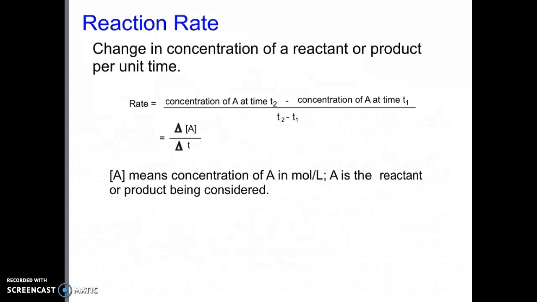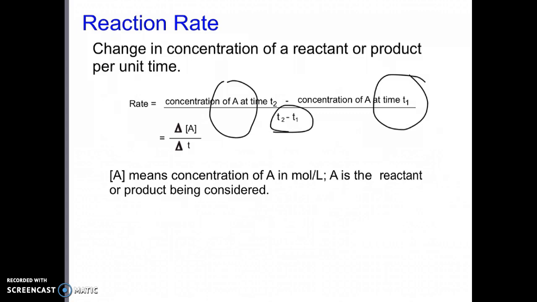Reaction rates then could be determined if you were able to look at the concentration of a reactant at time 2, and also the concentration at time 1, over the change in time.